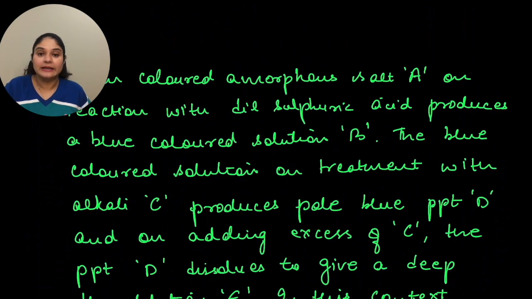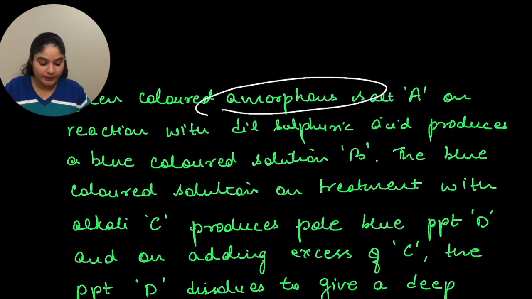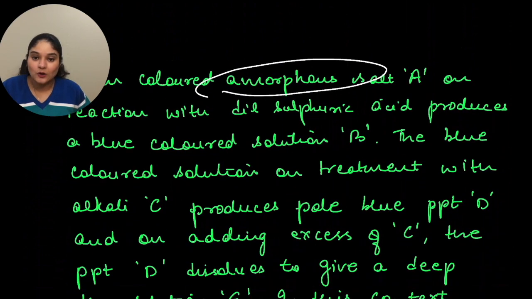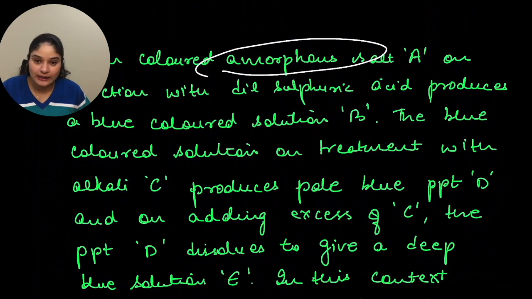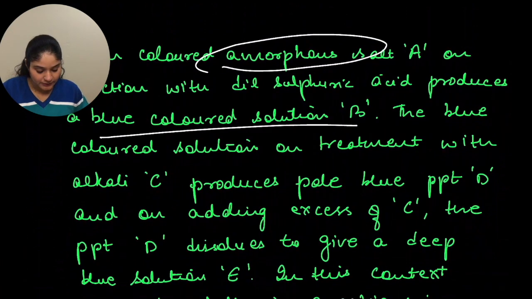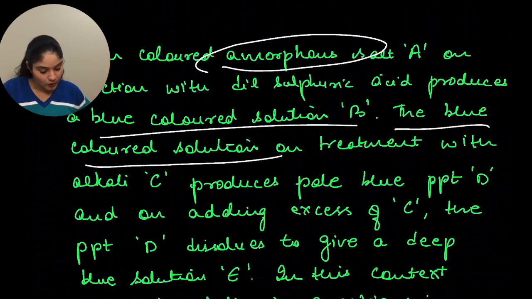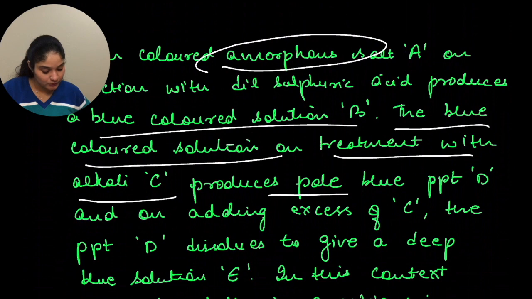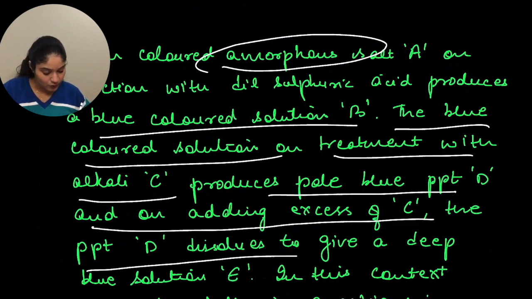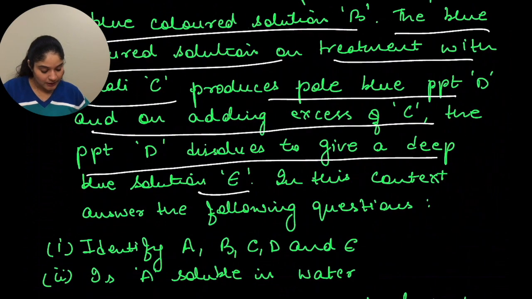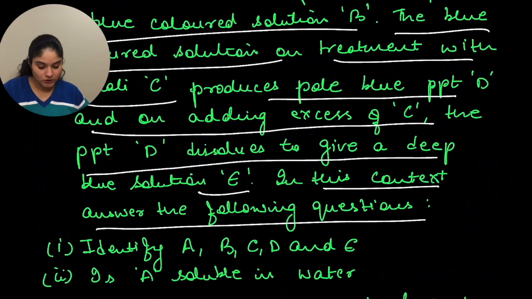The next question says green colored amorphous salt. Amorphous salt I have already taught you in one of the videos, so I hope that is clear. Green colored amorphous salt A on reaction with dilute sulfuric acid produces a blue colored solution. So lean towards copper. The blue colored solution on treatment with alkali C produces pale blue precipitate D. On adding excess of C, the precipitate dissolves to give a deep blue solution E. In this context, answer the following questions. Identify A, B, C, D and E.